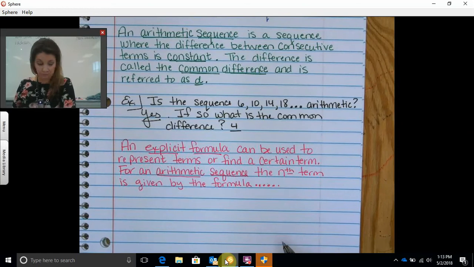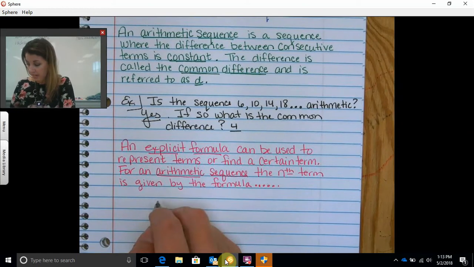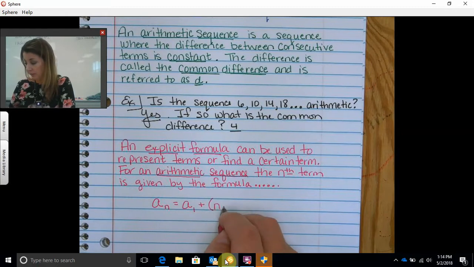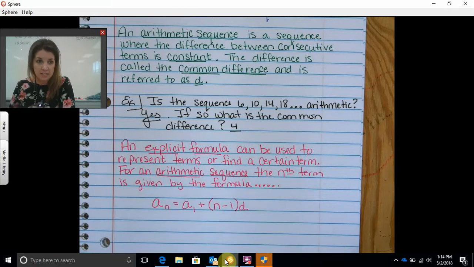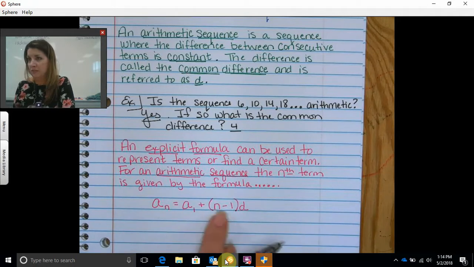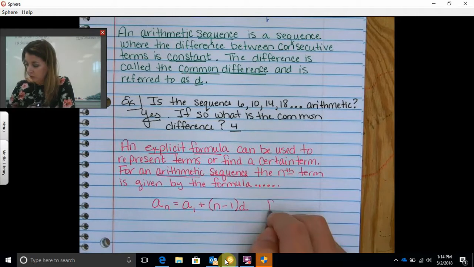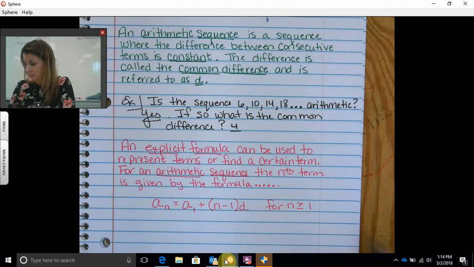here it is. A sub n equals A sub 1 plus, open parentheses, n minus 1, close parentheses, D. Why they put the D on the back side of the parentheses and not the front, I don't know, because it's still being multiplied by whatever's inside the parentheses. And that's for any number where n is greater than or equal to 1.